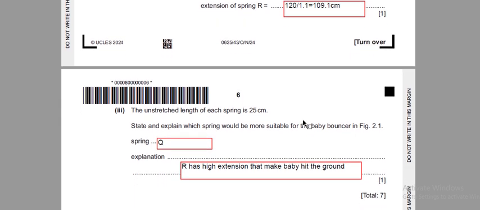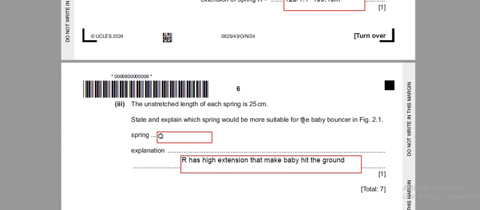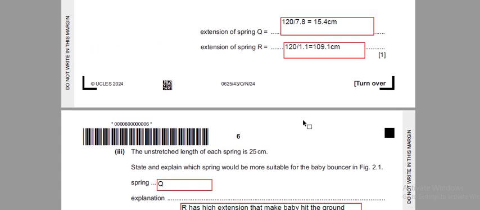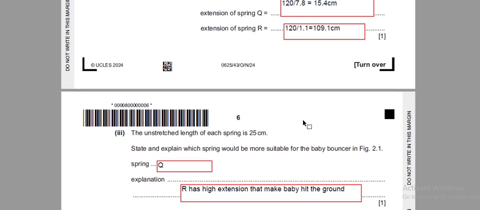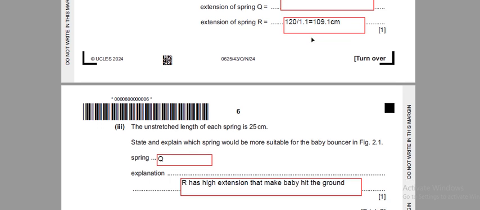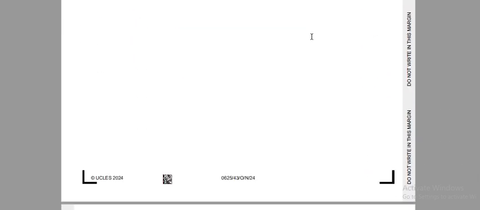Unstretched length is given. State which spring is more suitable. We will say that it is Q because we have here the extension to be 15, and for R it is 100. So Q is better because this high extension in R might make the baby hit the ground.